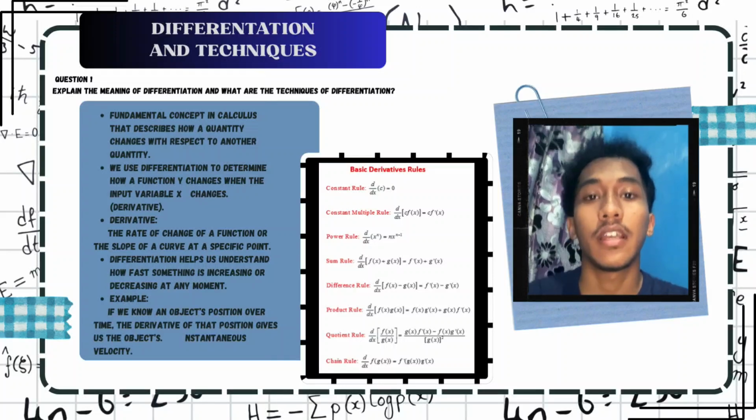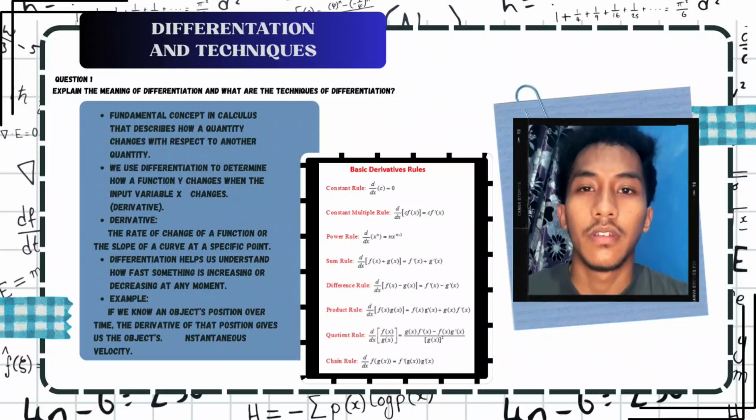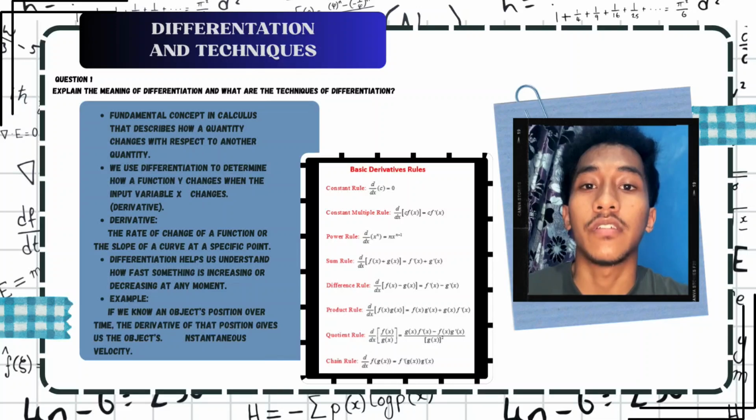For example, if we know an object's position over time, the derivative of that position gives us the object's instantaneous velocity. There are several techniques used to differentiate different types of functions. The first technique is the power rule, which is used for functions involving powers of x. Next is the constant rule, where the derivative of any constant number is 0. We also use the constant multiple rule when a constant is multiplied by a function.